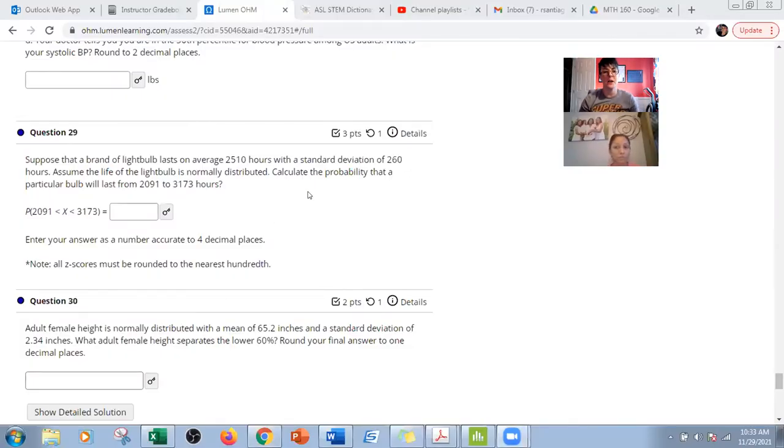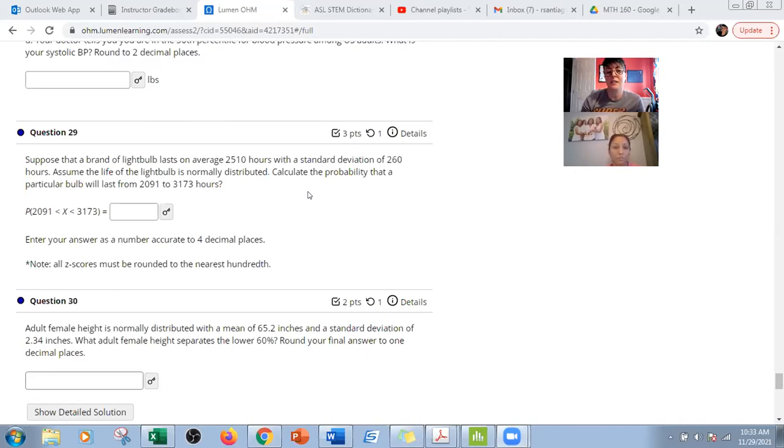So suppose that a brand of light bulb lasts on average 2510 hours with a standard deviation of 260 hours. So I'm going to write that down. So the average mu is 2510 and the standard deviation is 260. Assume the life of the light bulb is normally distributed. Calculate the probability that a particular bulb will last from 2091 to 3173 hours.